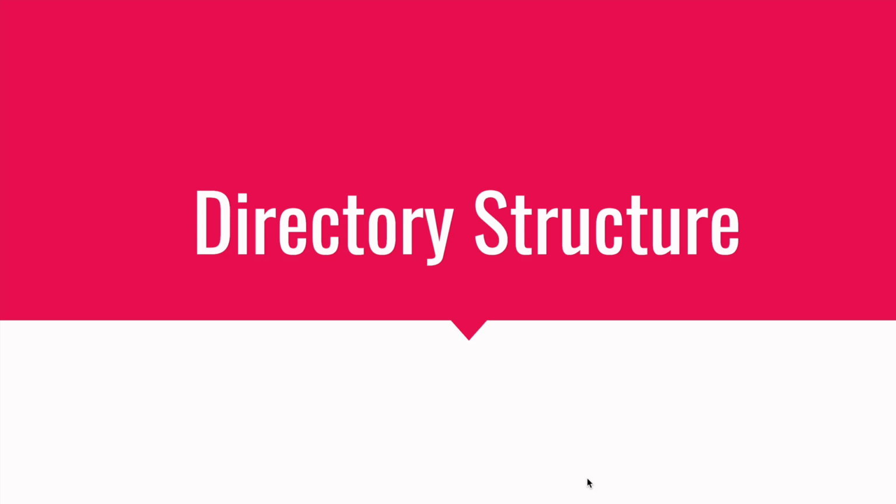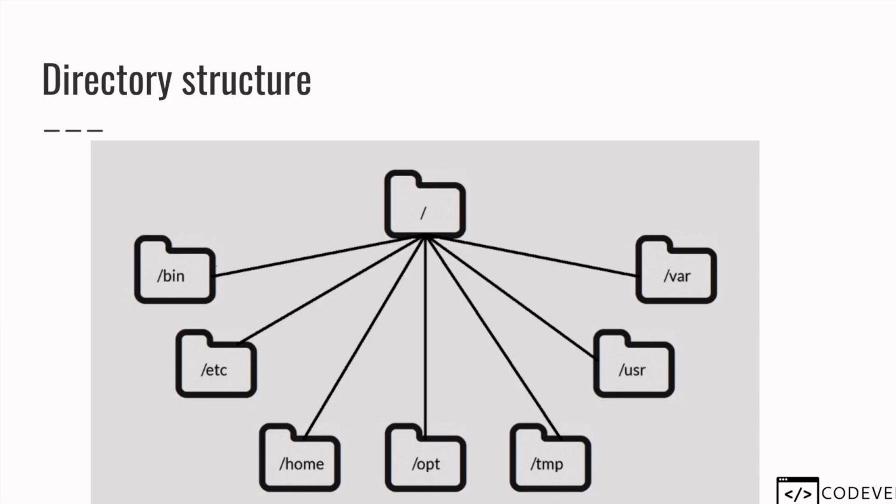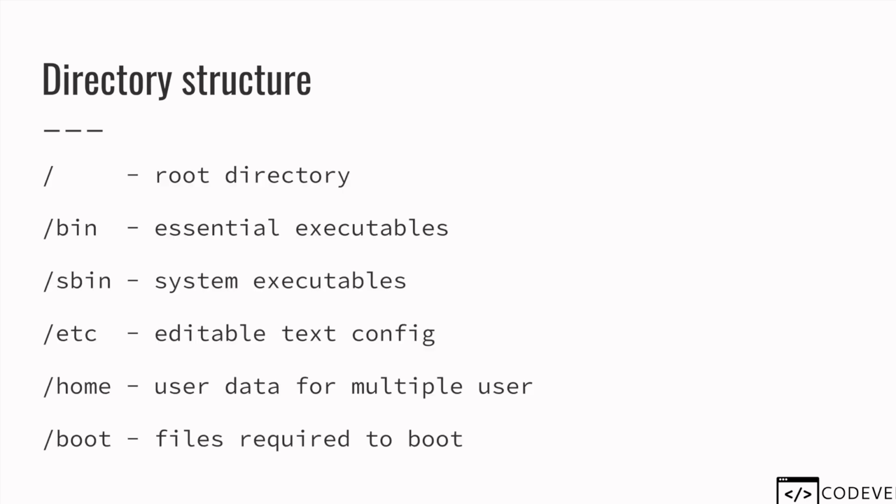Structure of Linux. Unlike other operating systems like Windows, where we have the drive concept, like the C drive and D drive, in Linux we have a directory structure. At the top level we have the root directory, denoted by a forward slash, and inside that we have various directories like bin, etc, and home. We'll look at all those directories one by one. Starting with the bin directory.